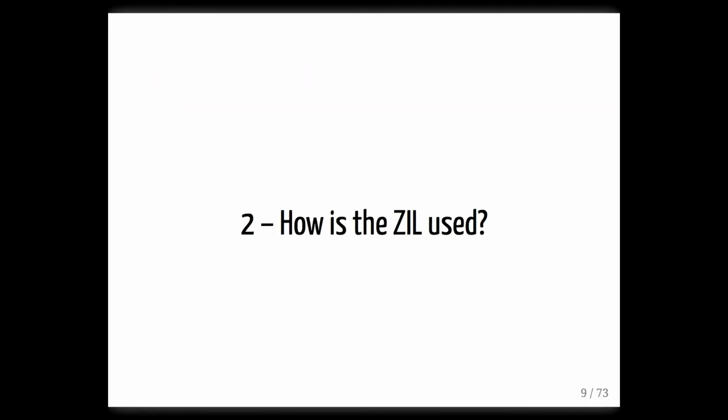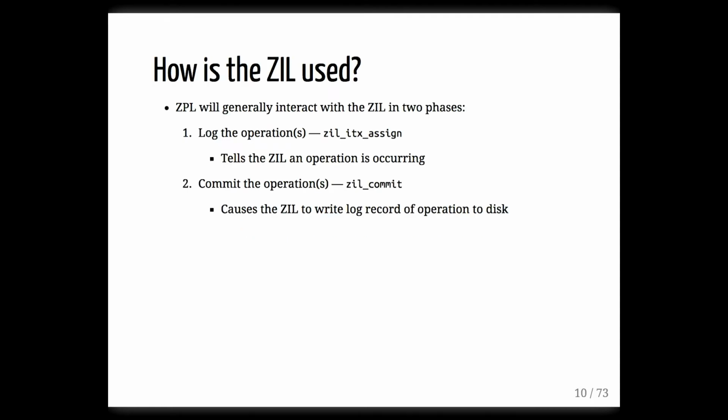Now let's get into how the ZIL is used. The ZIL is used by the ZFS POSIX layer, or ZPL for short. The ZPL interacts with the ZIL in 2 phases. First, it uses ZIL ITX assign, which causes the ZIL to log the fact that an operation is occurring. Then it uses ZIL commit, and this tells the ZIL to write out these log records to disk.